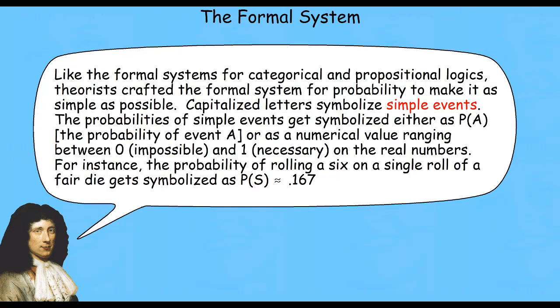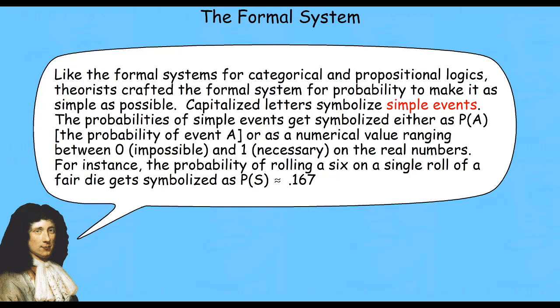So capitalized letters are going to be the way that we symbolize simple events. And the probabilities of those simple events are going to get symbolized either as P with an A in parentheses, understood as the probability of event A, or as a numerical value that ranges from 0, which would be impossible, to 1, which would be necessary. And those numbers will be a function of the favorable outcomes, that is, the ways in which the event could be true, divided by the total number of possible outcomes.